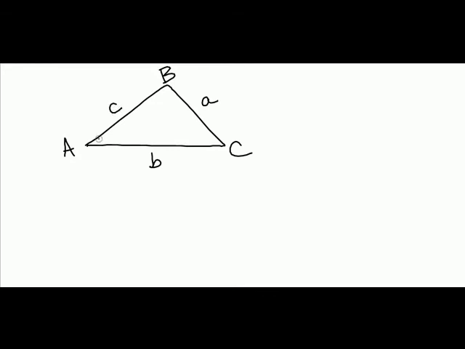If I have any random triangle, it could be a right triangle, but it doesn't have to be. It works for any triangle at all. Let's say this is angle A, angle B, angle C, and this is side A, then this would be side B, this would be side C.